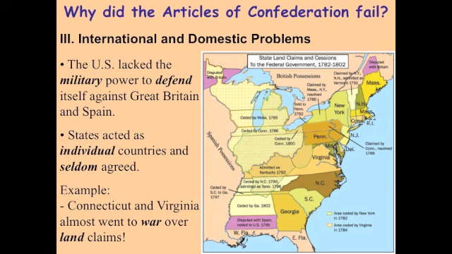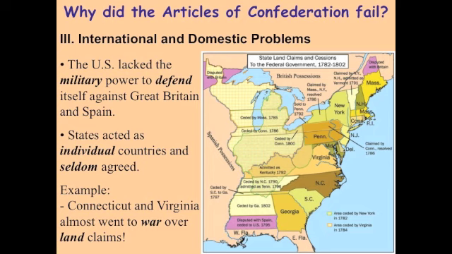The third issue with the Articles of Confederation is the international and domestic problems. The U.S. government could declare war, but they didn't really have a good military. After the Revolutionary War, everyone just kind of leaves and goes back to their hometowns, and that's the end of the Continental Army. So they lacked the military power to defend themselves in case Great Britain tried to come back or Spain tried to come here to colonize.